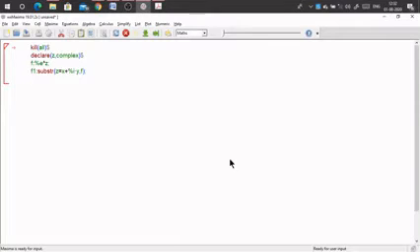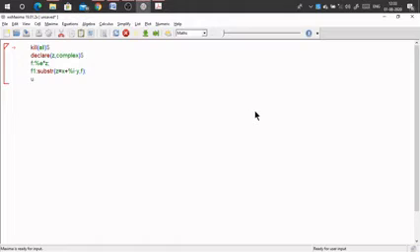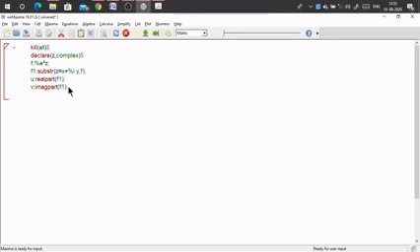Okay. Once we have got f1, we need u and v. So u is going to be the real part of f1 and v is going to be the imaginary part of f1. So this will give us u and v, and we want them to be displayed, so we use a semicolon here. So once we have got u and v, the next step would be to verify whether u and v satisfy the Laplace's equation.